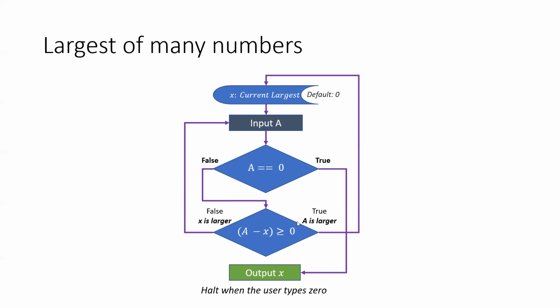All right, so this goes on and on until the user types 0. The moment user types 0, this becomes true. You give the output of x and we hold the program. So let's code this in LMC.